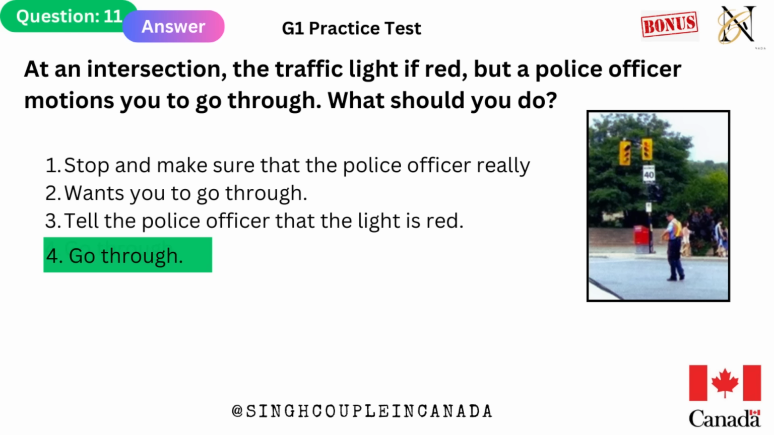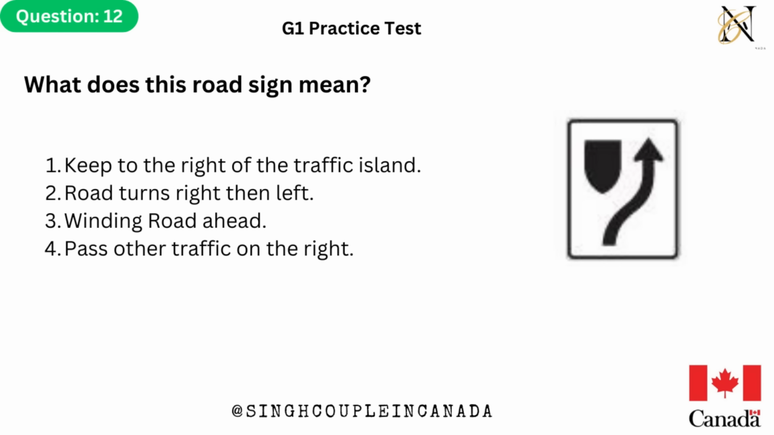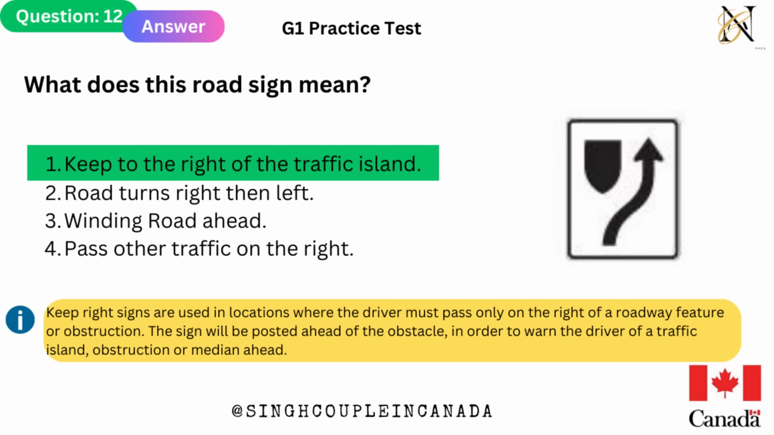The answer is 4. Go through. What does this road sign mean? Keep to the right of the traffic island. Road turns right then left. Winding road ahead. Pass other traffic on the right. The answer is 1, keep to the right of the traffic island.